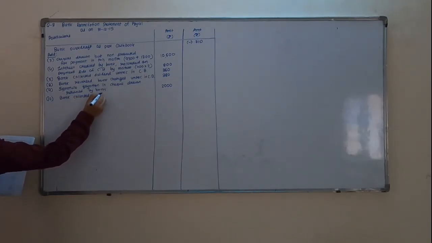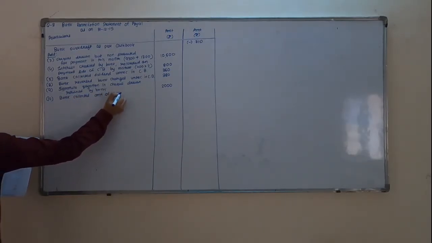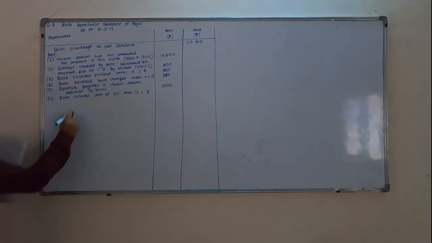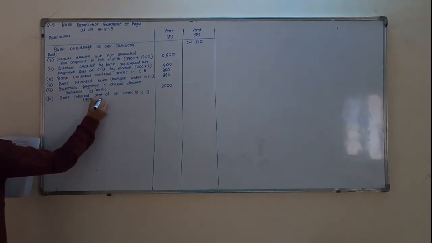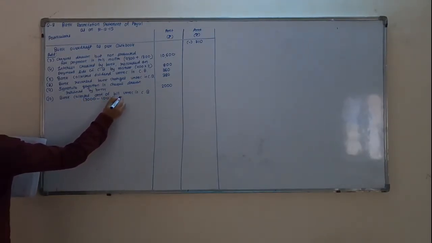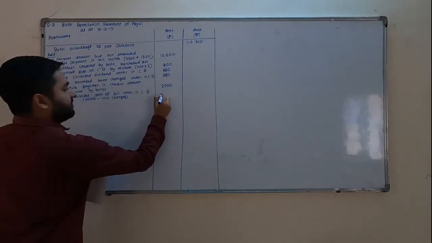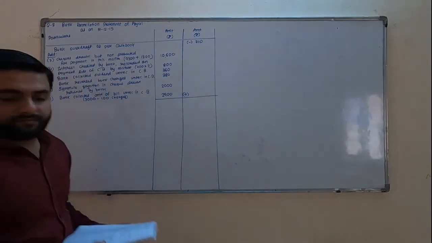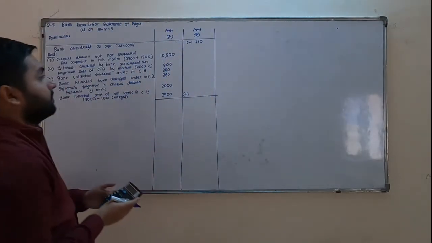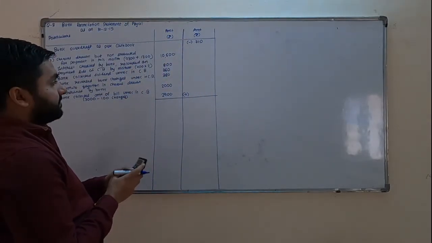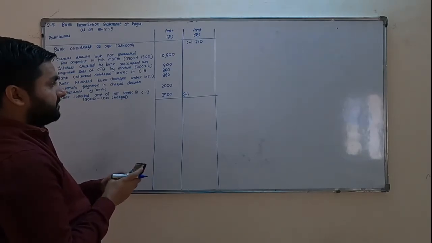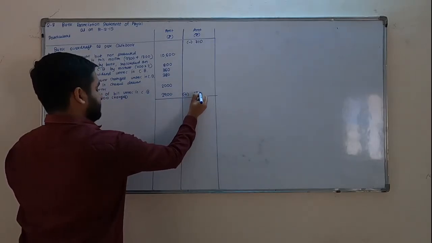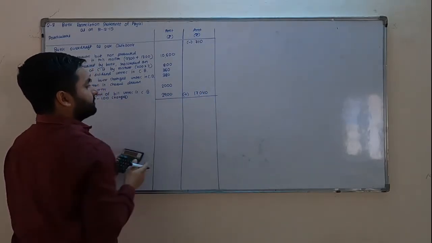Bank collected amount of bill unrecorded in cash book, but this amount is less expense. 3,000 was the amount, 100 was the charges. So net 2,900 will be added by bank. 10,600, 800, 360, 380, 2,000, 2,900, total 17,040.